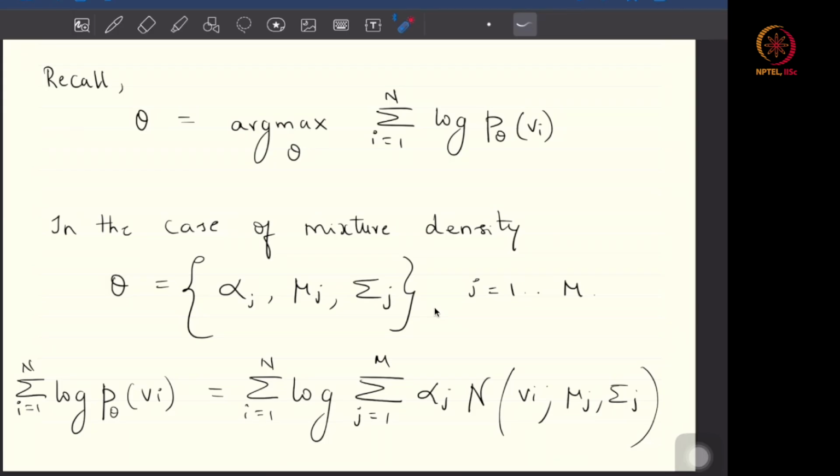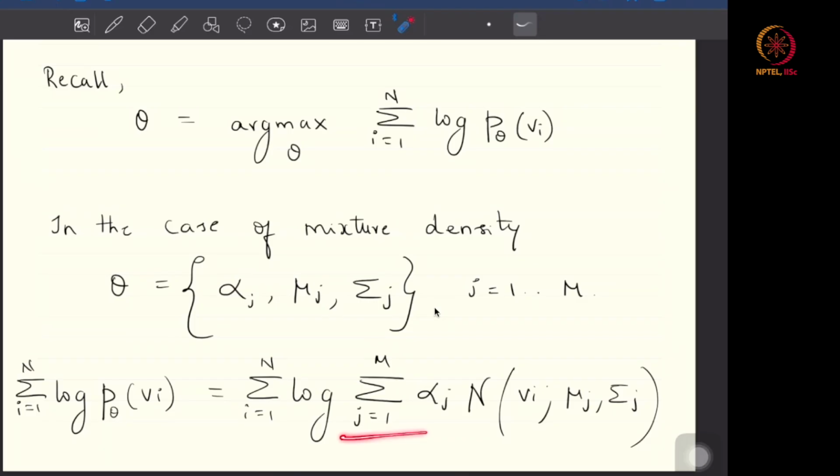Now, all the while when we were doing maximum likelihood estimation with primitive densities, we had this form where we had log of some density, and if you can represent that density as an exponential family density, the logarithm and the exponentiation will get cancelled off, and you get a sum of a few terms that could be differentiated.